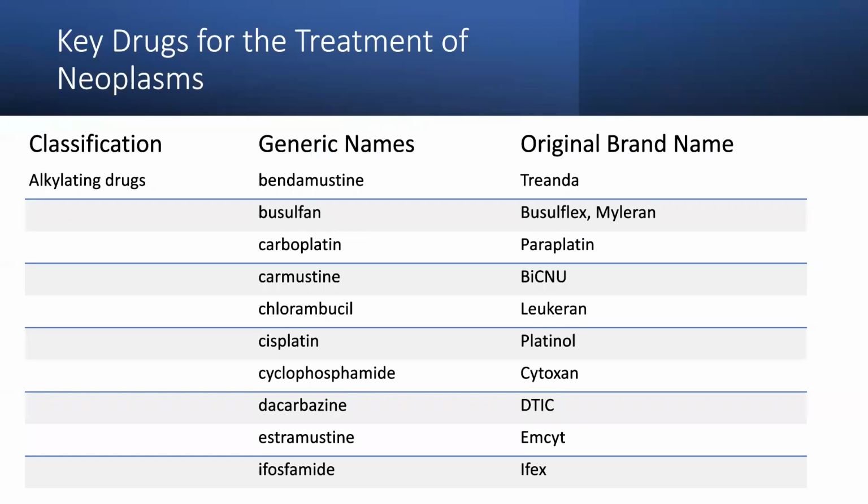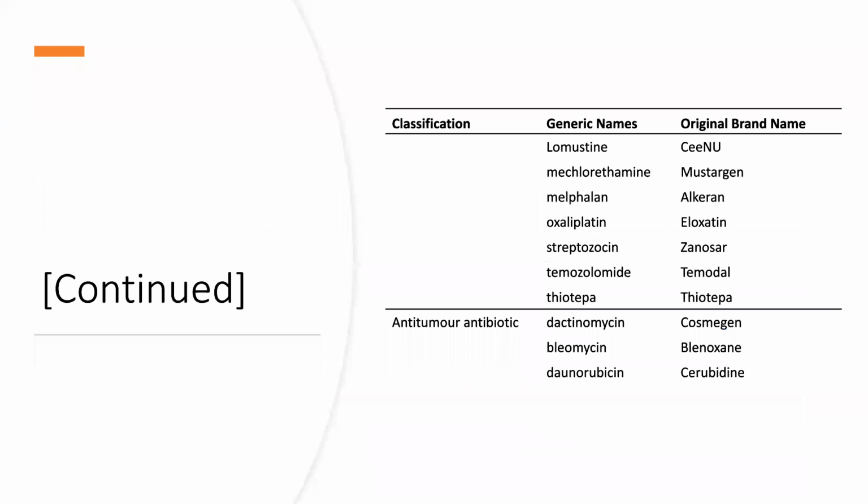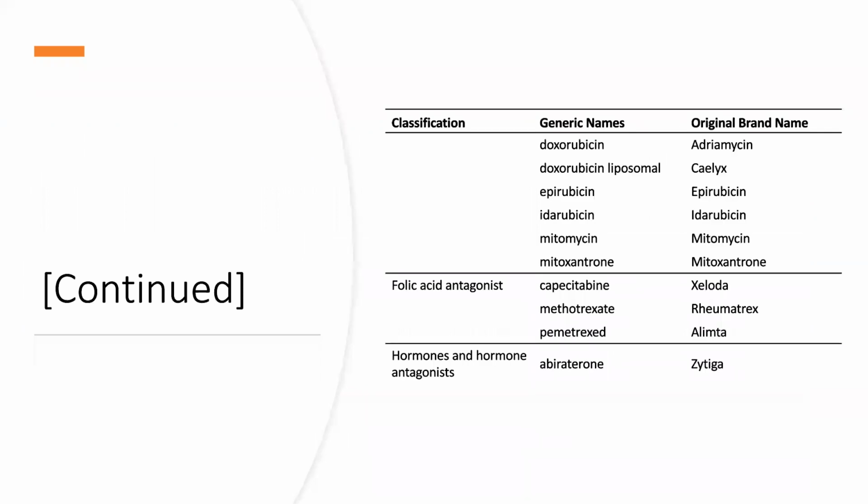So all the key drugs for the treatment of neoplasms, a list is here. Alkylating drugs: bendamustine, busulfan, carboplatin, carmustine, chlorambucil, cisplatin, cyclophosphamide, dacarbazine, estramustine, and ifosfamide. Lomustine, mechlorethamine, melphalan, oxaliplatin, streptozocin, temozolomide, and thiotepa. Then we have anti-tumor antibiotics: dactinomycin, bleomycin, daunorubicin, doxorubicin, liposomal, epirubicin, idarubicin, mitomycin, and mitoxantrone. Then we have folic acid antagonists: capecitabine, methotrexate, and pemetrexed.